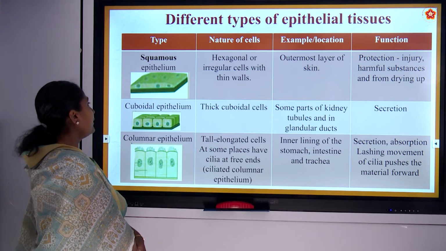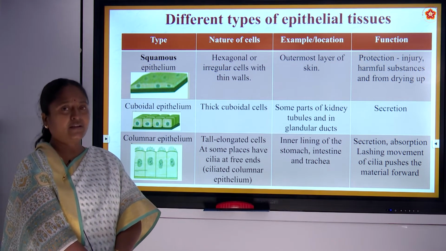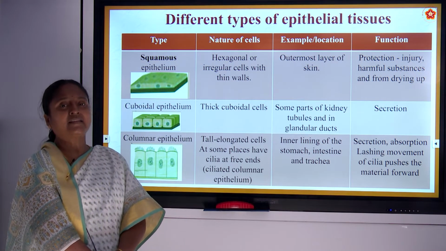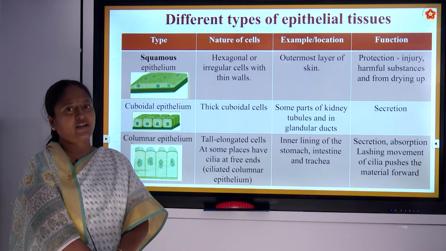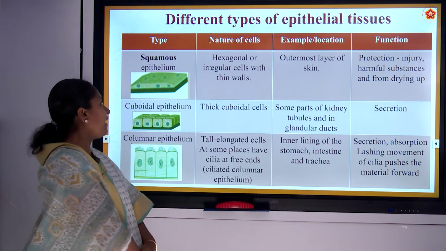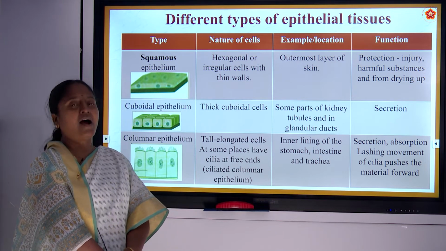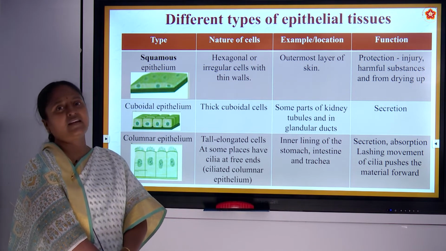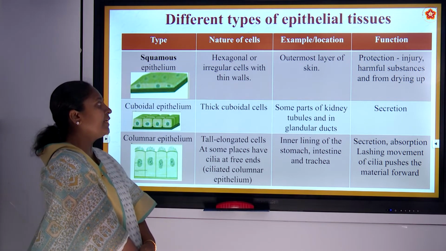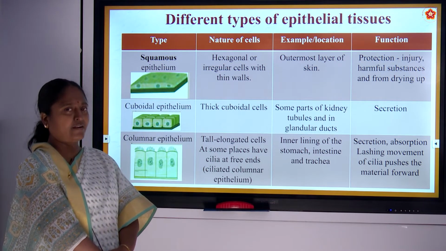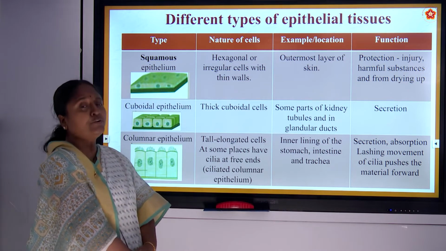The next is known as cuboidal epithelium. Cube, you have heard of cube in your mathematics, right? It is a 3-dimensional structure. When you take a cross section, we can still see the square shape. That is known as cuboidal. So that kind of cells we have in our body, known as cuboidal epithelial cells. All are small cubes arranged one after another. These cells are thick, and they are present in some part of the kidney, not full, some part of the kidney tubules. Kidney has so many tiny tubules.